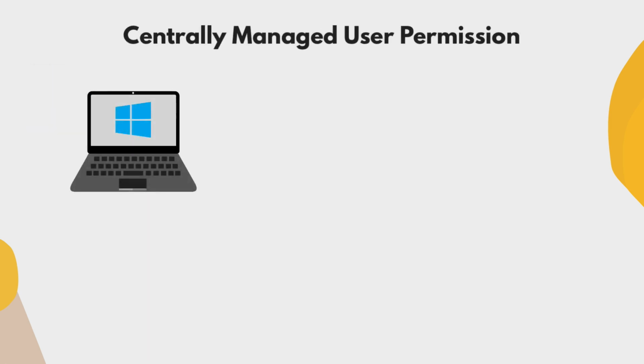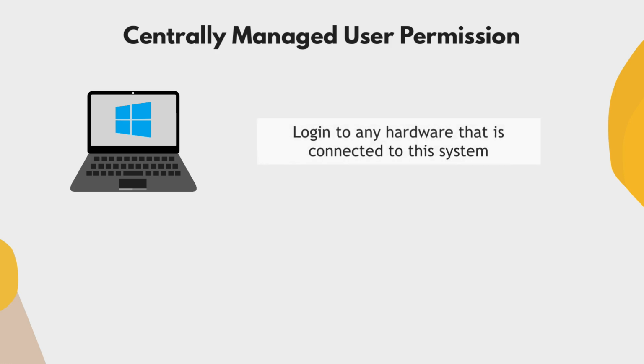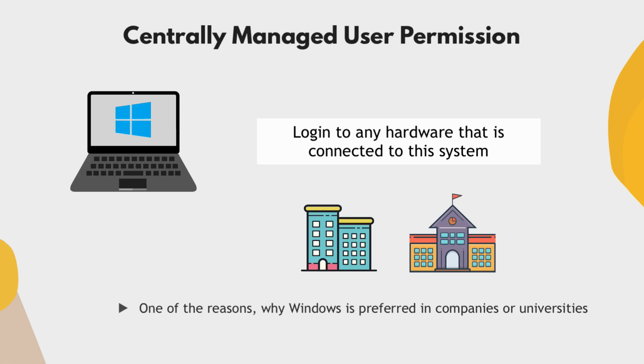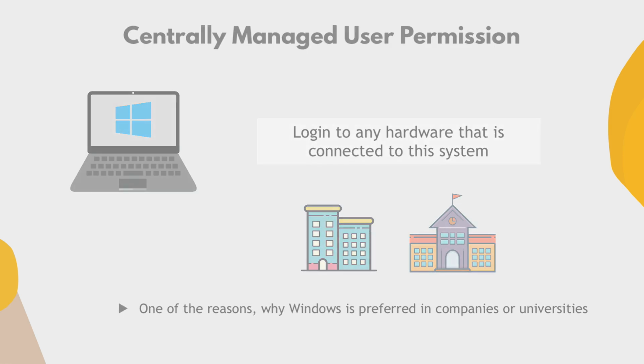So in Windows systems, the centrally managed user permissions allow you as an employee, for example, to log into any hardware, any computer that is connected to the system at work and basically see your home directory with all the files and everything that you have there and continue working from there, so you're not tied to the hardware. But as I said, this is specific to Windows, and Linux actually doesn't have that capability. That's one of the reasons why in many big companies or universities, Windows is used as an operating system.